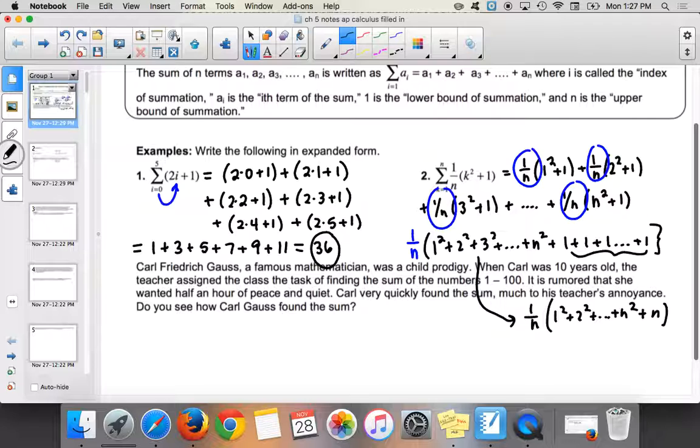Yeah. 1 through 100, yeah. That 1 through 10 would be really easy. So Carl quickly found the sum, much to his teacher's annoyance. So do you see how he found the sum? Do you guys remember?